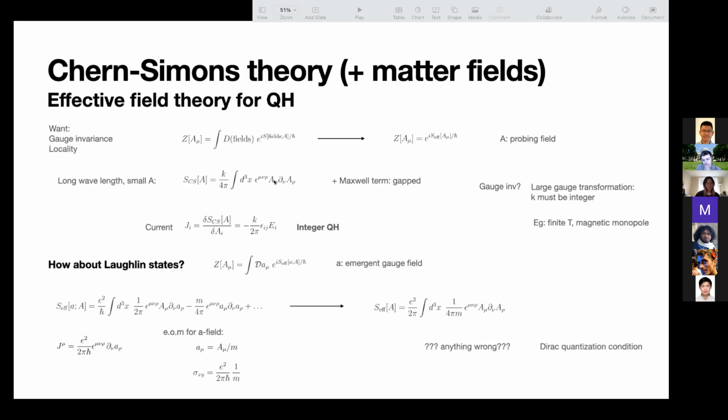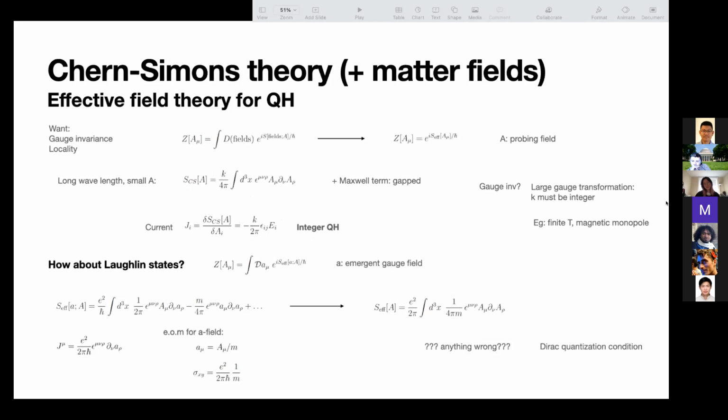Also, if we compute the current of this probing field, it actually has a Hall coefficient, which is also nice. But one puzzle is that this Chern-Simons theory seems to be gauge invariant, so there seems to be no constraint on this Hall coefficient. How can we relate it to integer quantum Hall? Actually, if we consider a large gauge transformation, we'll find that this K must be an integer.